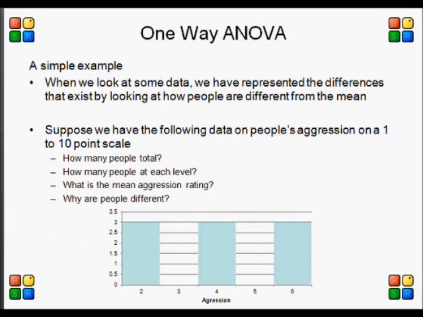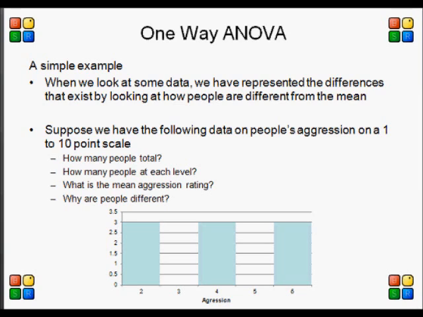So a simple example is like this. We look at some data. We have represented the differences that exist by looking at how people are different from the mean. I have talked about variance as just that, really just a way to quantify how people are different. And suppose that we have the following data on people's aggression on a 1 to 10 point scale. First, how many people total? How many people at each level? What is the mean aggression rating and why are people different?